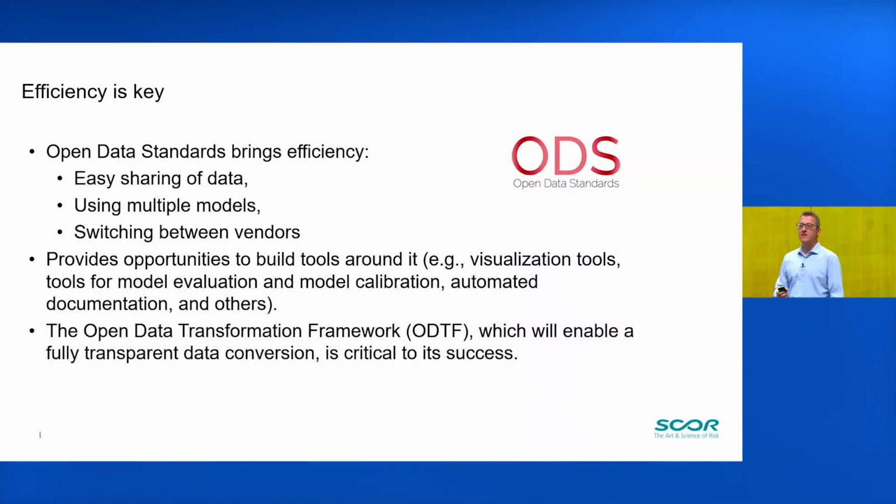Finally, if you have a multi-vendor model strategy, efficiency is the key. As Vicky has said, open data standards, having one common data standard, is very, very critical. Of course, it helps with sharing the data, the ability to use multiple models, and also, of course, to switch between vendors.